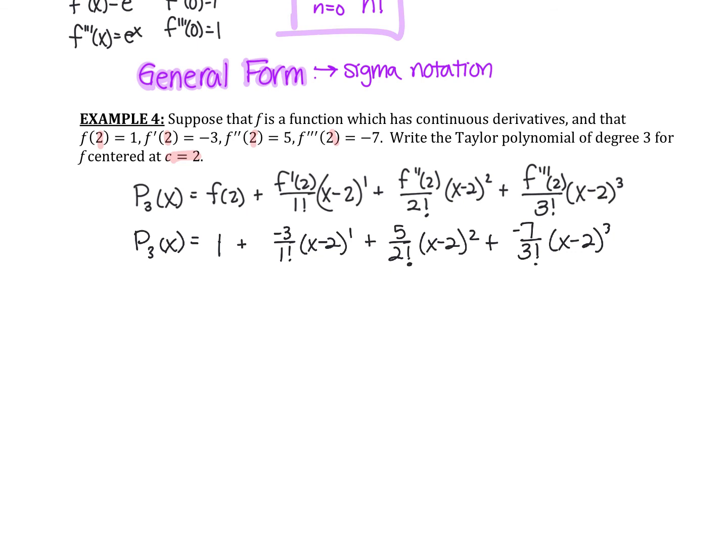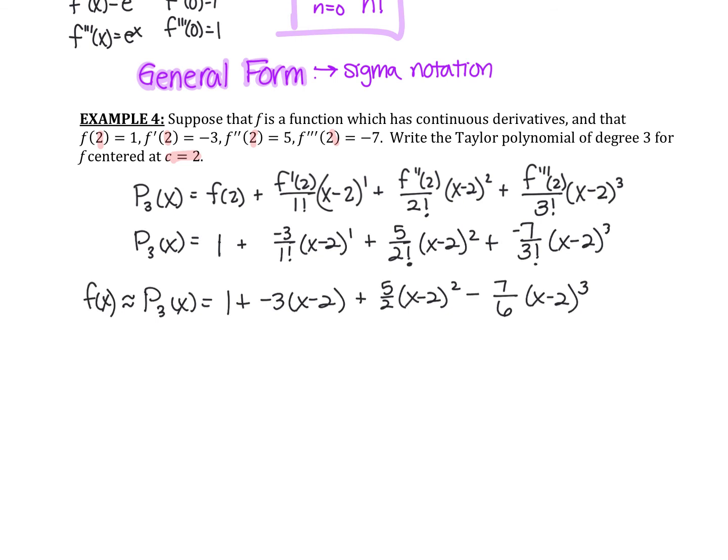Now, I could simplify this just a little bit, and I could combine these, but really I just get 1 minus 3 times x minus 2, plus 2 factorial is 2 times 1, so this would just be 5 halves times x minus 2 squared, minus 7 over 3 factorial, which is 6, times x minus 2 to the third. So this is the polynomial that models, or is approximately close to, some function. We don't know what the function is, some function f, but this is the polynomial that models it.